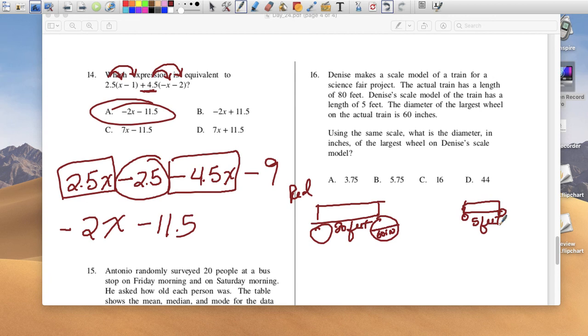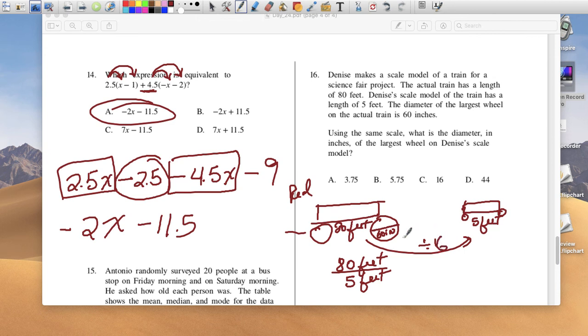What is the diameter in inches of the wheel in her scale model? Well, what's the scale here? It's 80 feet, 5 feet, right? So what's the relationship here? The scale factor would be 17. Let's divide by 17. All right? No. No, not. Hang on. 16. Yeah.